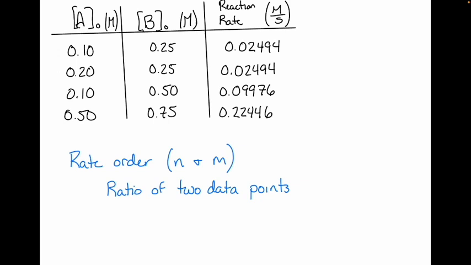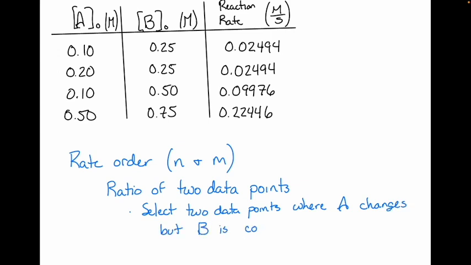All right, but now we got to be very strategic about which 2 data points we pick. Before, we could have chosen any 2 data points. It would have worked out fine. Now we got to be more strategic about the data points that we choose here. So first, we're going to select 2 data points where A changes, but B is constant.